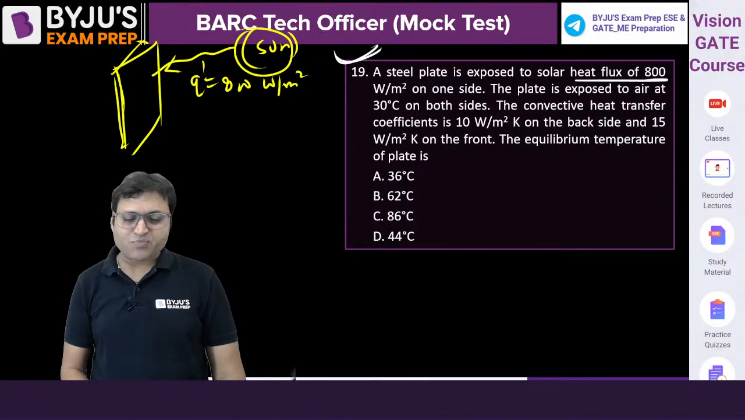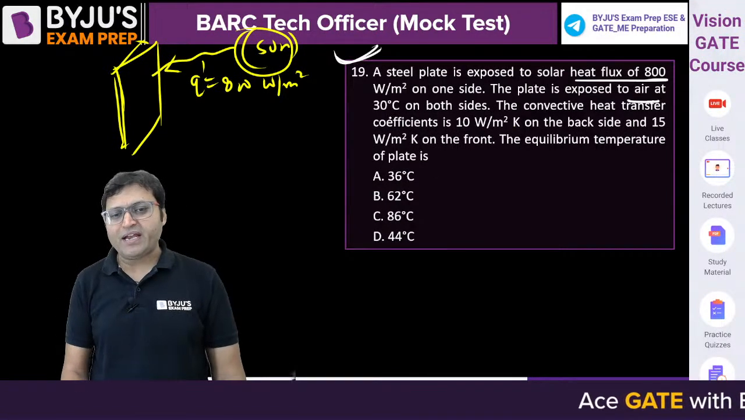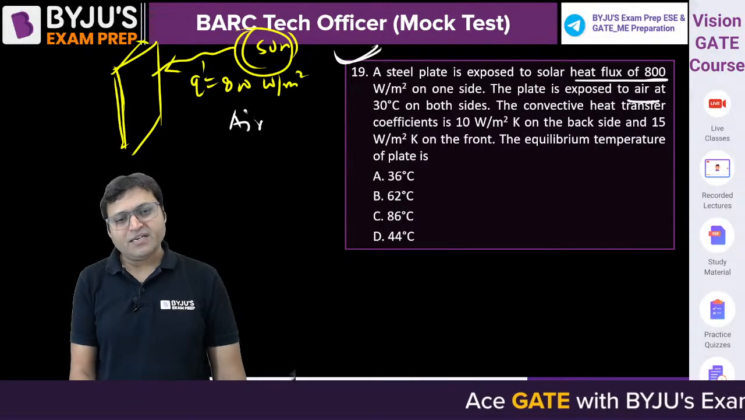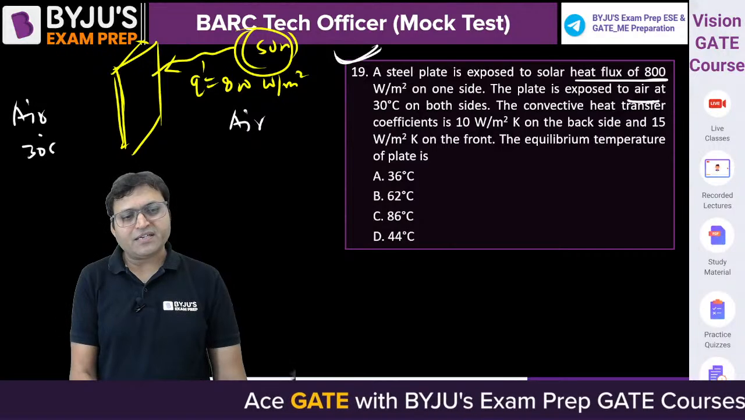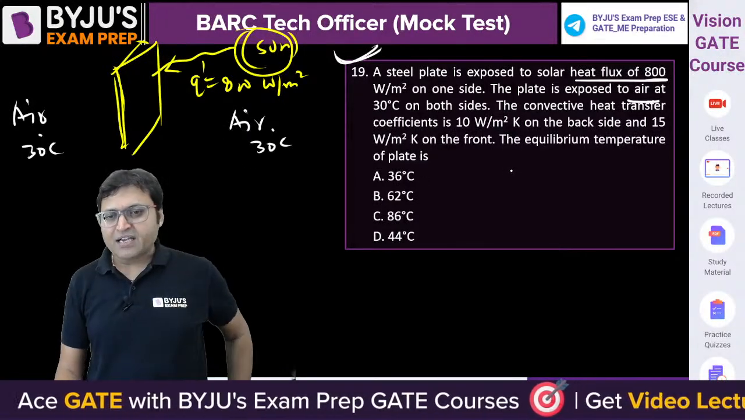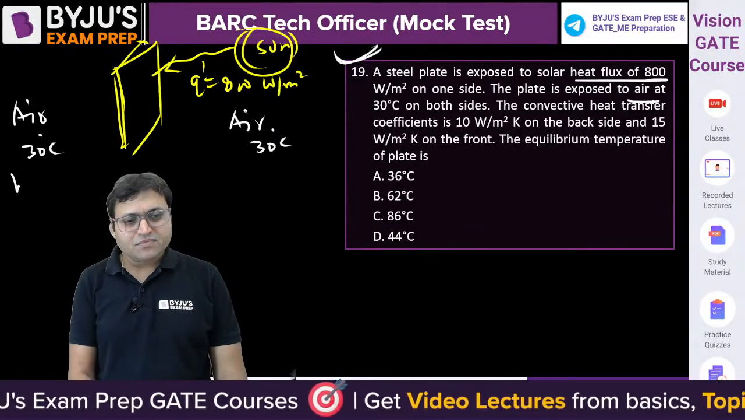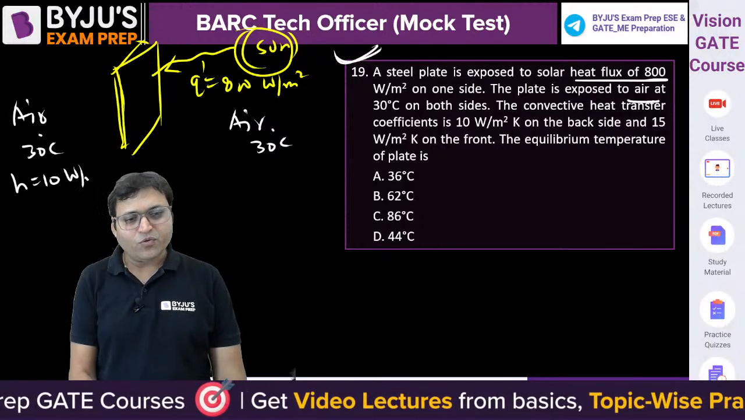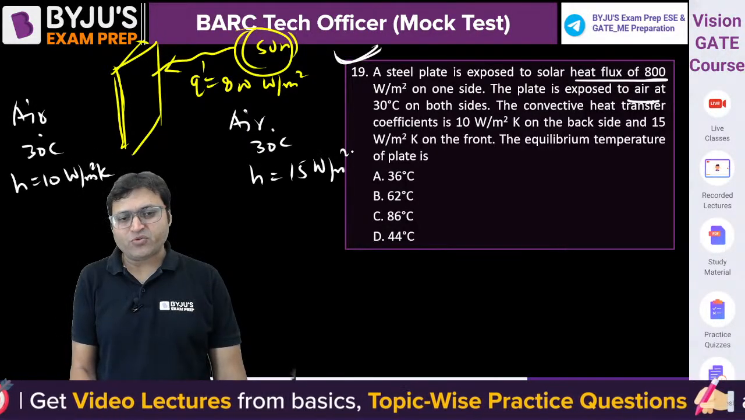Now the plate is exposed to air at 30 degrees Celsius on both sides. Here there is air, here there is air. The temperature of air is 30 degrees Celsius. The convective heat transfer coefficient is 10 watt per meter square Kelvin on the back side, and here h is equal to 15 watt per meter square Kelvin.